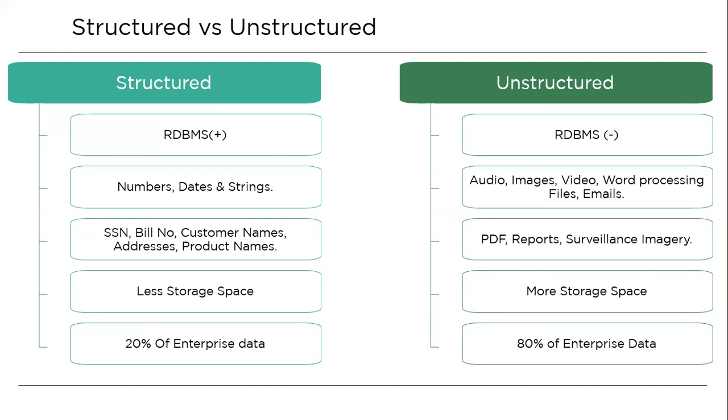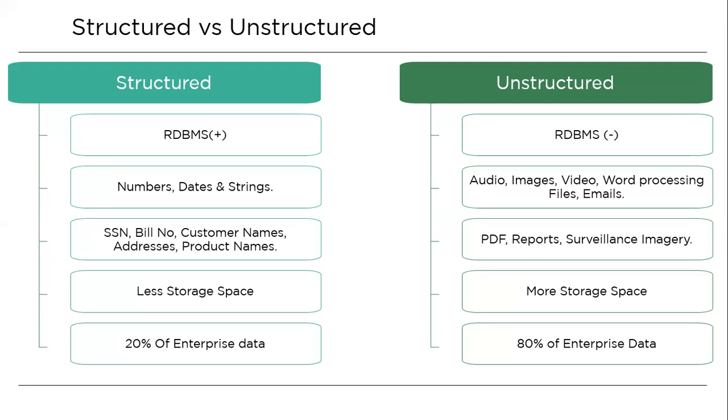When you see columns like social security number, bill number, customer name, gender, address, product names, and such things, those are all structured data, right? On the other hand, when you receive data in the form of reports or PDFs, surveillance imagery, and such things, those are all examples of what can be called unstructured. Now, structured data requires very little storage space. When I say less, comparatively, it is less. On the other hand, unstructured data requires more storage space.